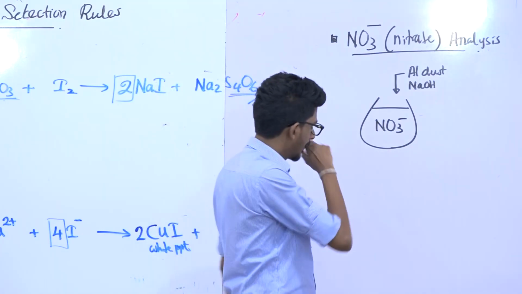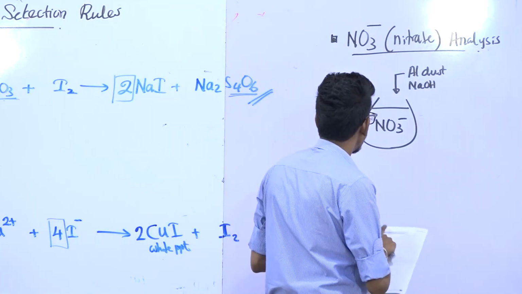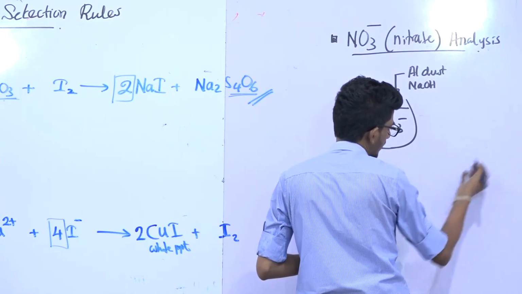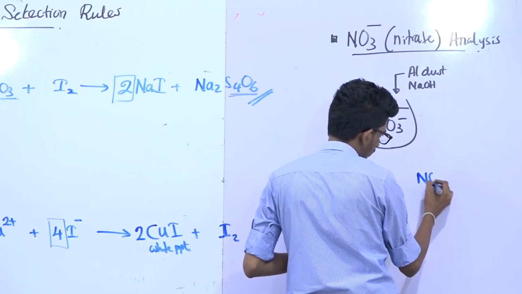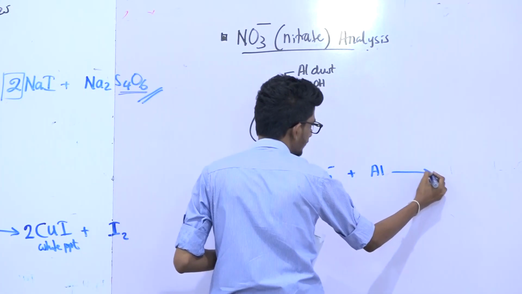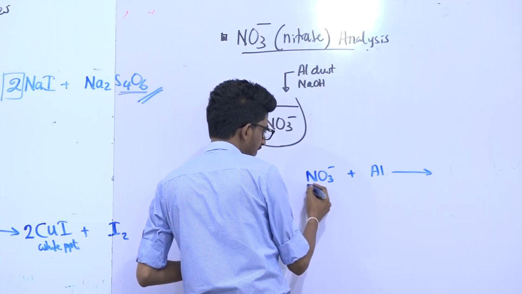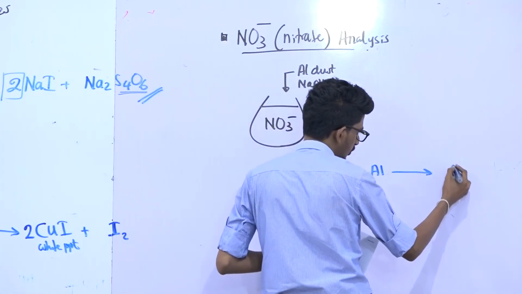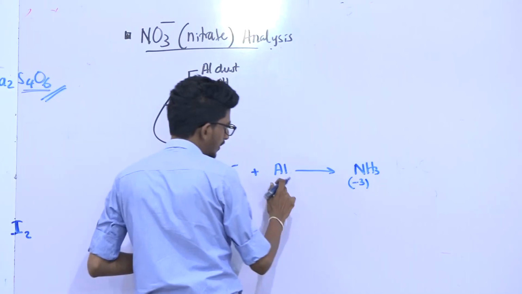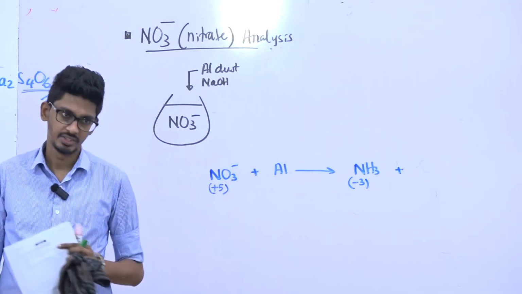So my reaction, right, I'll write it here. NO3 minus reacting with aluminium to produce this. The +5 oxidation state will get reduced to -3, while aluminium, the only available oxidation state with aluminium is +3.